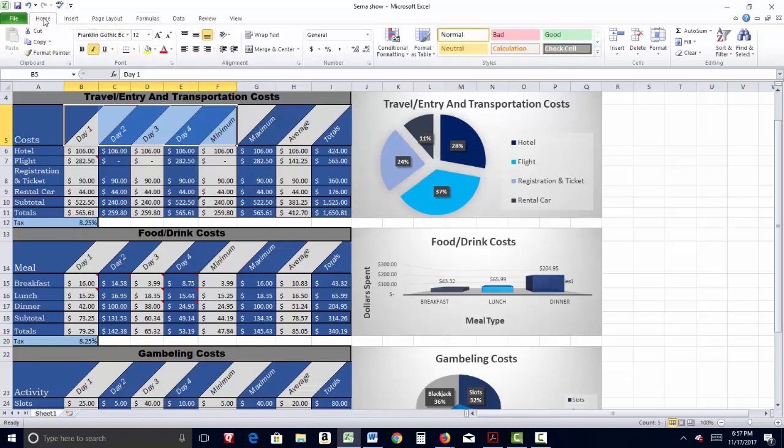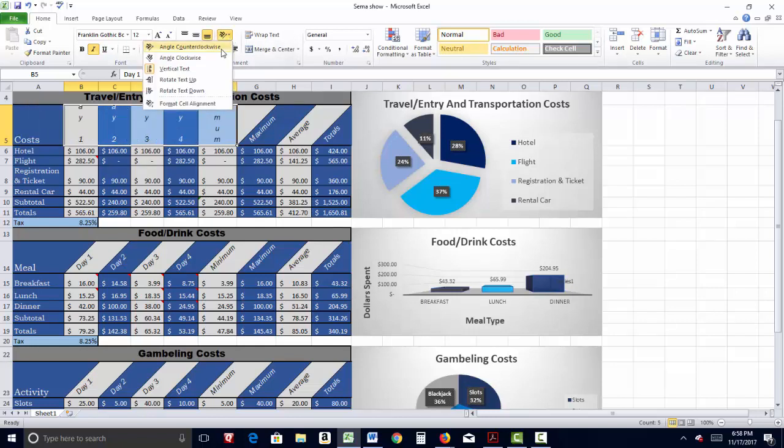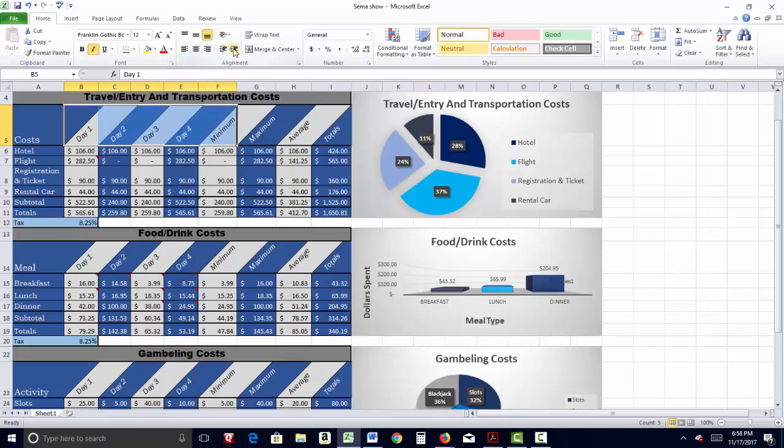And how you do that is if you go to the Home tab, right here towards the center, see the orientation is angled. He angled it clockwise. You could angle it counterclockwise. You can angle it vertical, however you want it. But I agree with this. I like the counterclockwise. So that's your angled orientation.